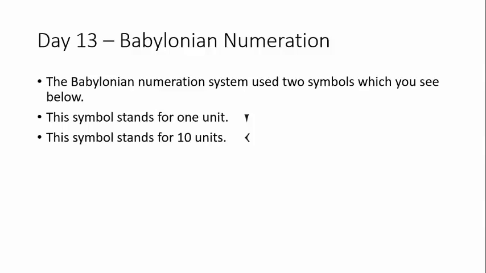We'll move now to the Babylonian numeration system. They had 2 symbols. The first symbol that we see here stands for a unit. It's like a triangle pointing downward. The other symbol stands for 10 units. And it looks kind of like an angle, where you might think of a boomerang or something like that. We have these 2 shapes that we'll be using.